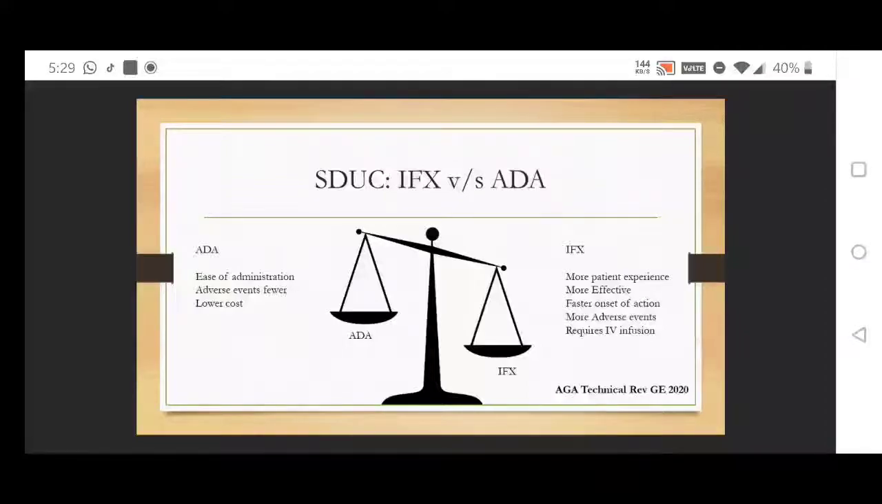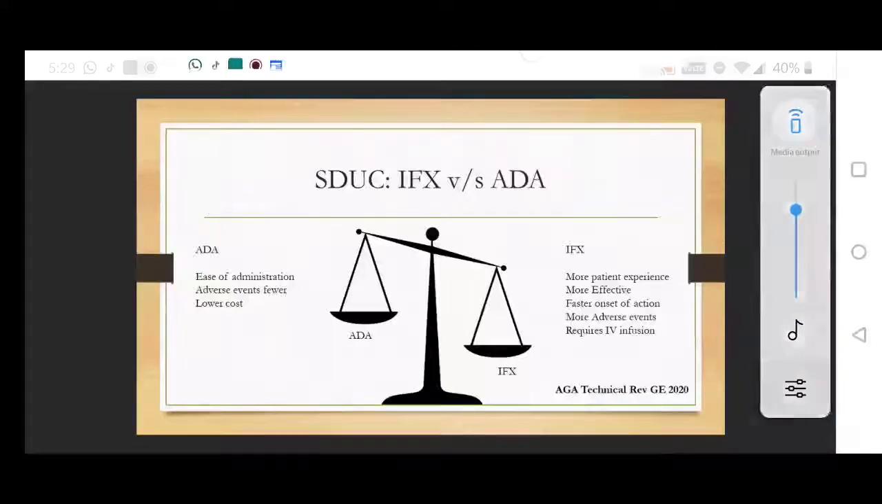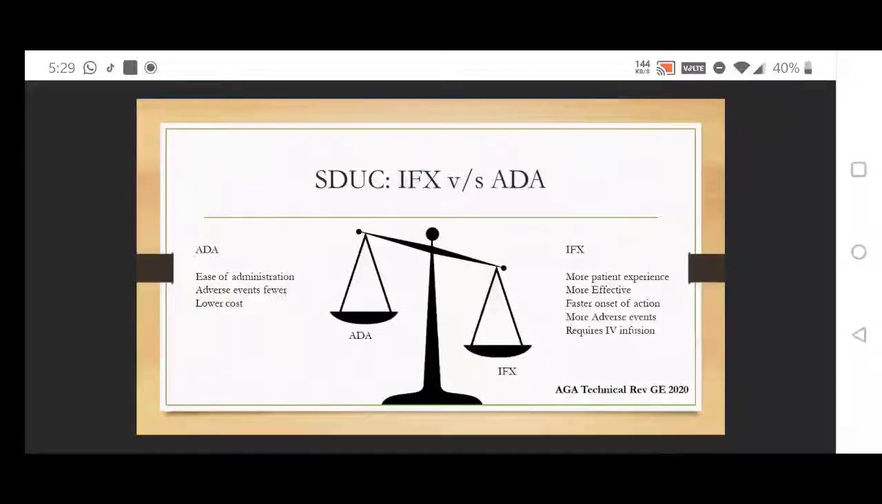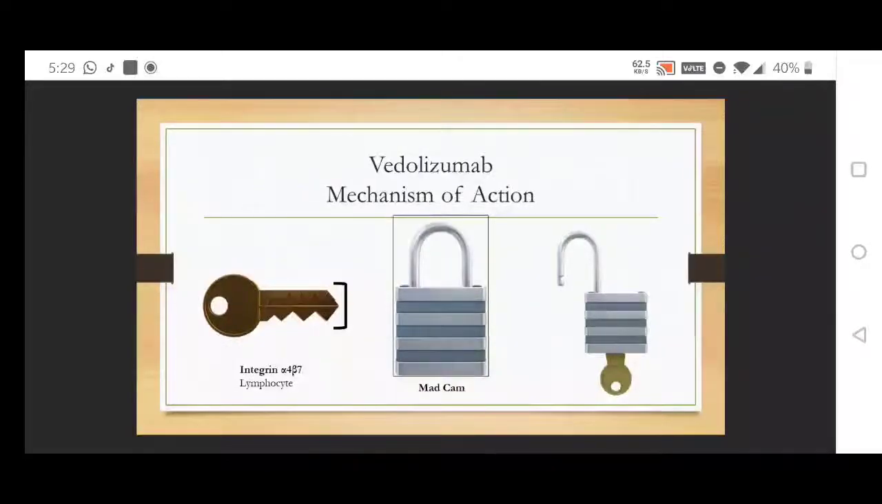Both drugs have plus points and negative points. The main plus points of Adalimumab are the ease of administration. It can be given subcutaneously. So just as patients are taught how to take their insulin, you can teach a patient. The adverse events are fewer and the cost is lower. For Infliximab, it's certainly more effective, it's faster, but it has more adverse events and it requires an IV infusion.